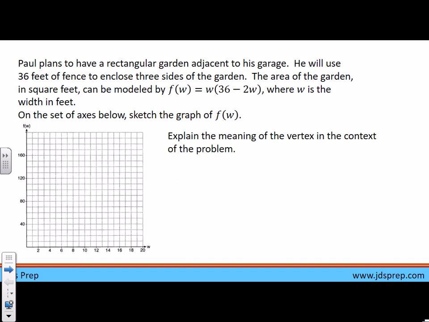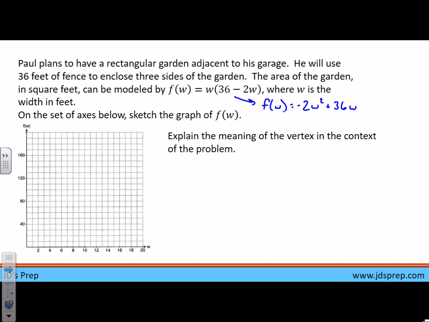The first thing to point out is that for this function, if I distribute the w, I'm going to get the function f of w equals negative 2w squared plus 36w. The squared there tells us that this is a quadratic function, and the graph of a quadratic function is a parabola.